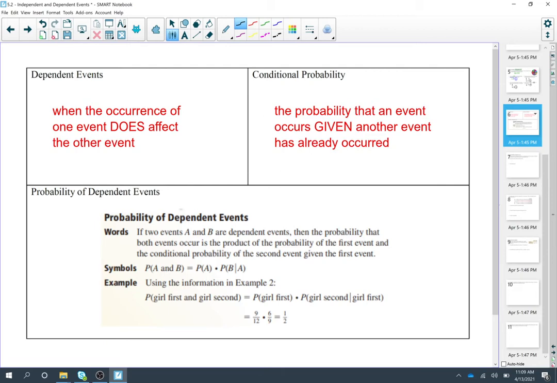So now we're talking about dependent events where something's going to happen and it's actually going to change the chances that whatever happens after it is going to occur. Using our symbols, the probability of A and B is going to be equal to the probability of A happening times the probability of B happening given, do you see that vertical bar there? That means given that event A has already happened.